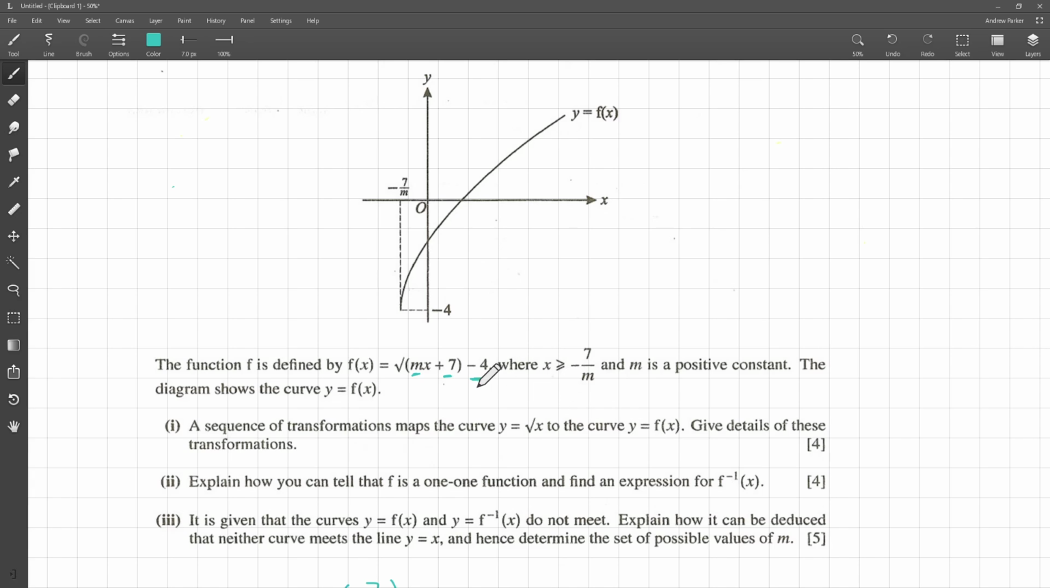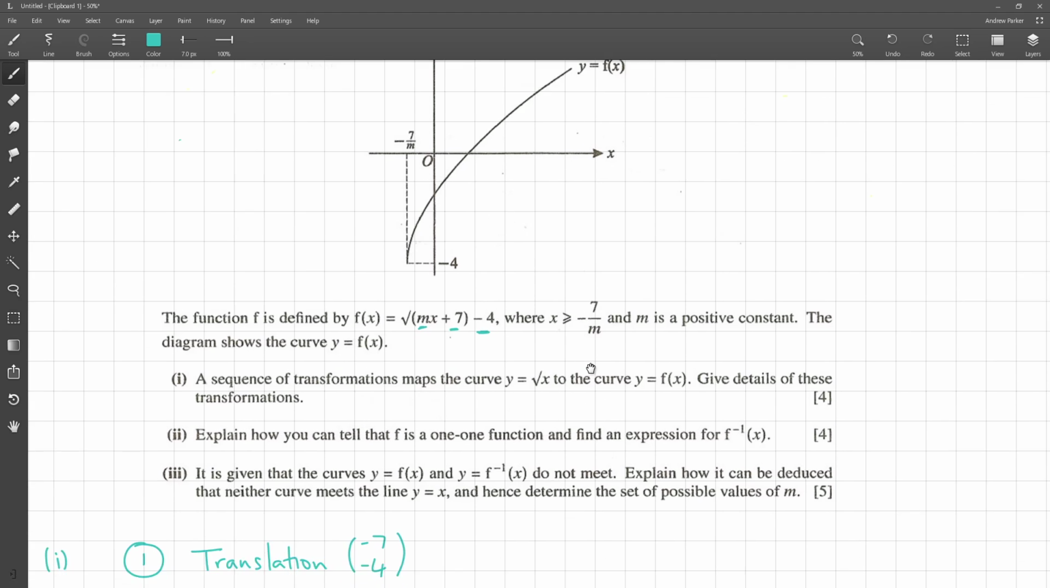Now, if we're doing translations in x and y, then it doesn't matter which order in particular we do those two in. So here, with the plus 7 and the minus 4, I could do this as 2 separate transformations, but it makes sense to do it in one go. I can actually do a translation of vector (-7, -4). And that will get me the plus 7 and the plus 4.